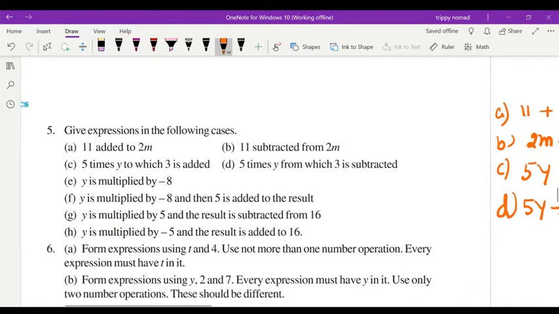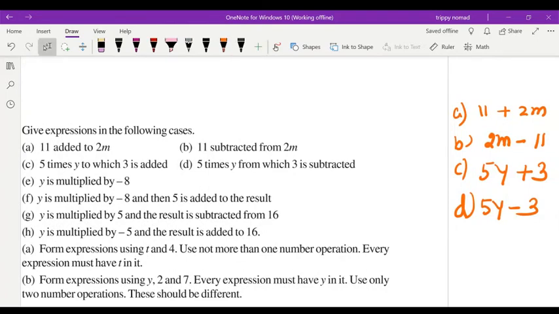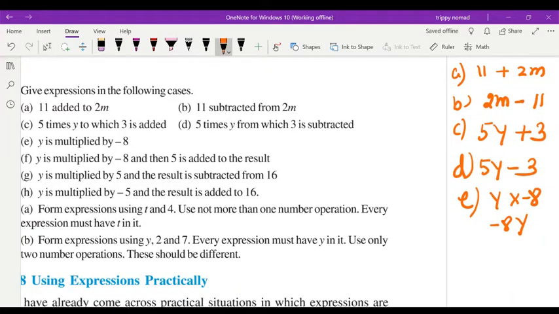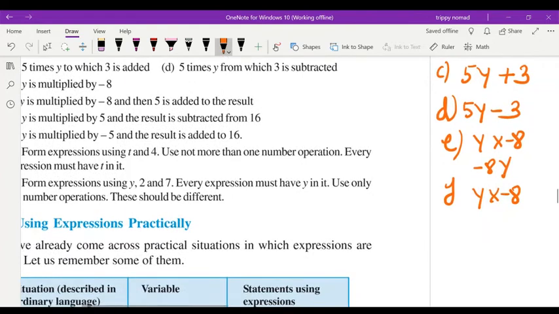Then y is multiplied by minus 8. What will be the answer? Y multiplied by minus 8. So what will be the answer? Minus 8y. Then y is multiplied by minus 8 and 5 is added to the result. Y into minus 8, then 5 is added to the result, that means plus 5. Here how will you do it? Minus 8y plus 5. So children, this is the way.